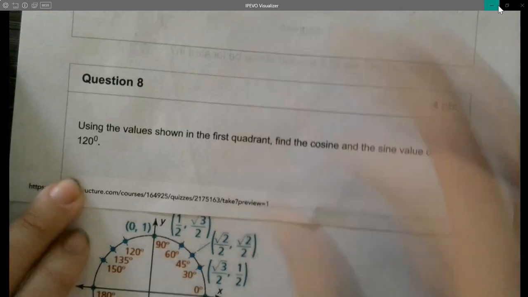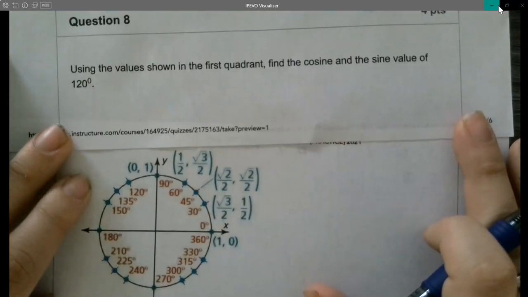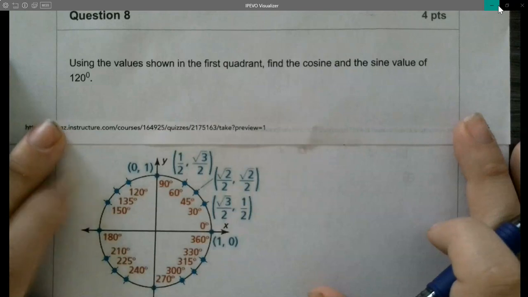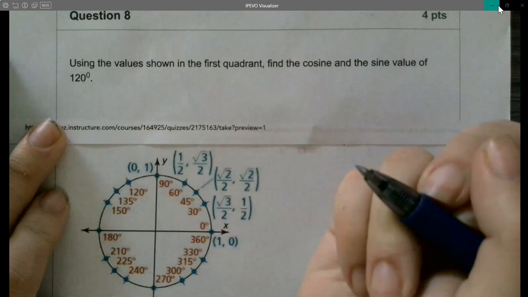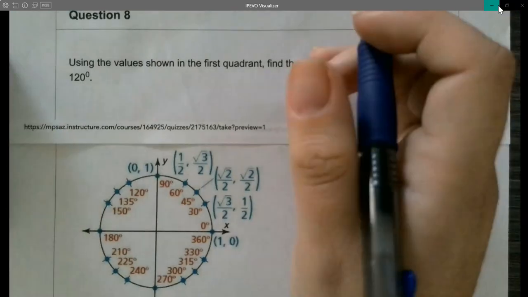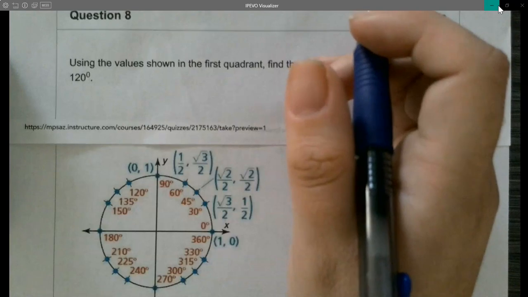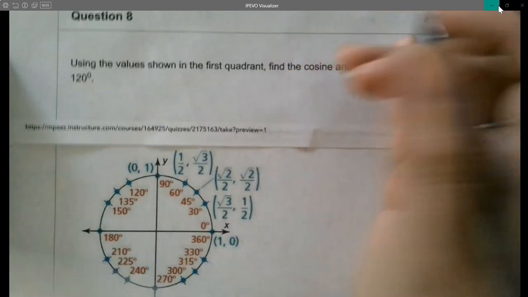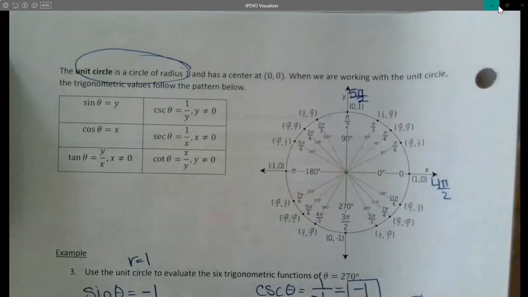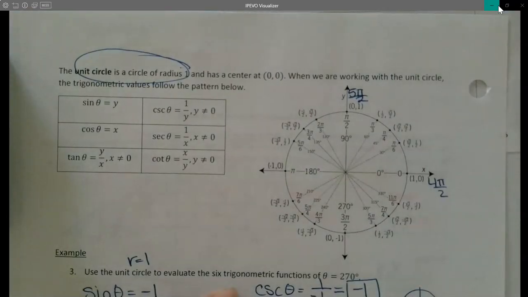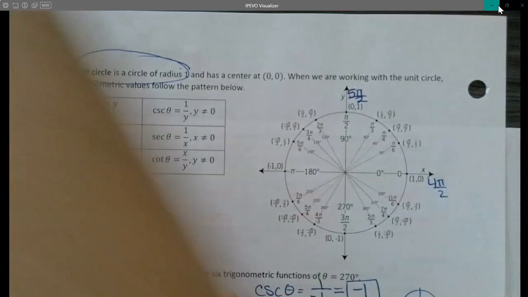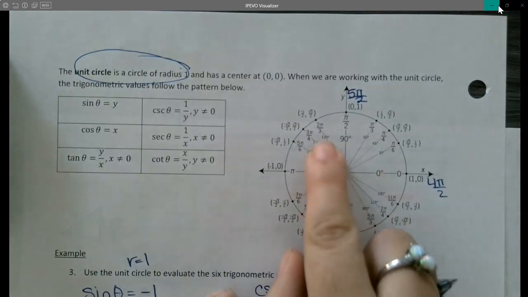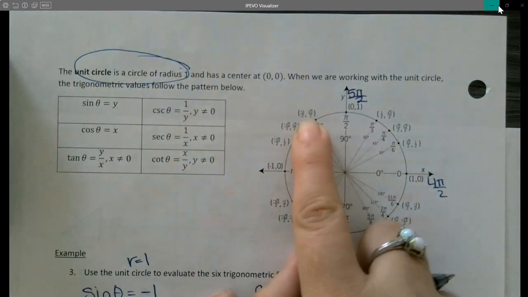Okay. Number 8 kind of gets cut off. It wants me to use the values shown in the first quadrant to find the sine and cosine of 120. So 120 is right here. This one is not a very nice unit circle. So what I recommend is taking out your 9.3 notes that I gave you, which has the full circle written out. What angles did we want? We wanted 120. So 120 is right here. That is negative 1/2, square root of 3 over 2.